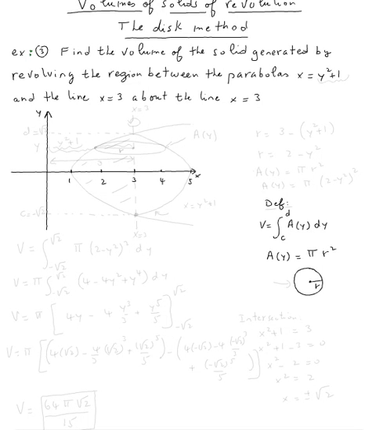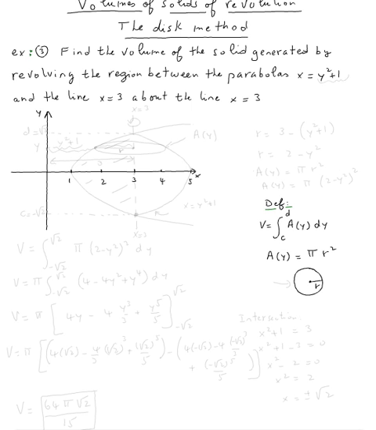The topic is volumes of solids of revolution, the disk method. So let's read the definition. The definition says, this time the volume is equal to the integral from c to d of A of y dy. We do this, the integral goes from y equals c to y equals d of A of y dy, if we cut a cross section through a y, in other words, horizontal. And that A of y is equal to pi r squared.